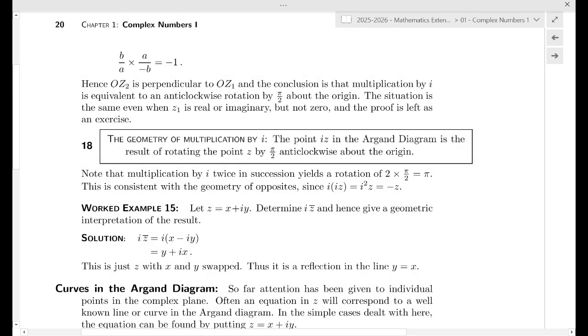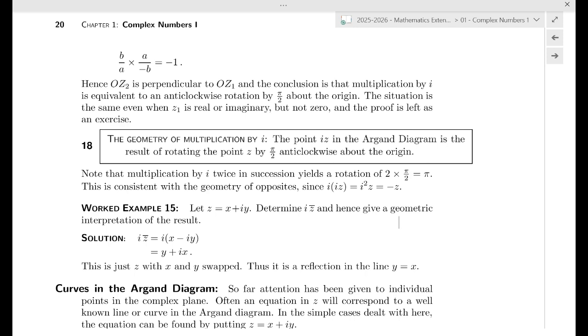That's the other thing we think about it geometrically. Algebraically, we can see it's going to be perpendicular, but what has it actually done? It has rotated pi on 2 anti-clockwise. So 90 degrees, pi on 2. It doesn't matter whether it's real or imaginary as long as it's not zero. So that's the geometry of multiplication by i.